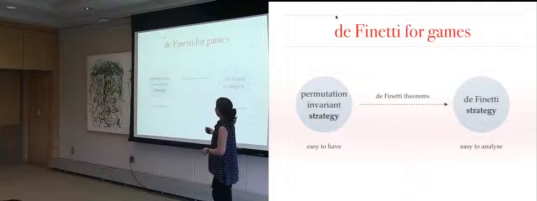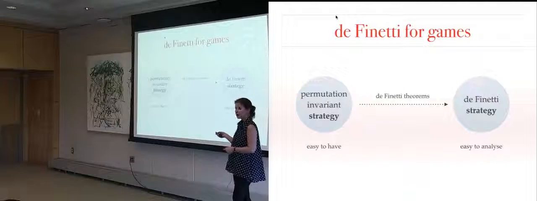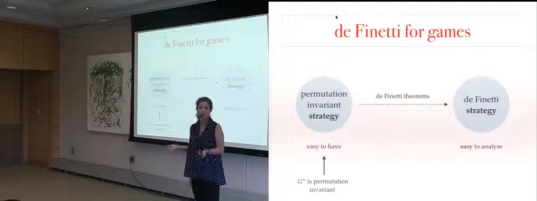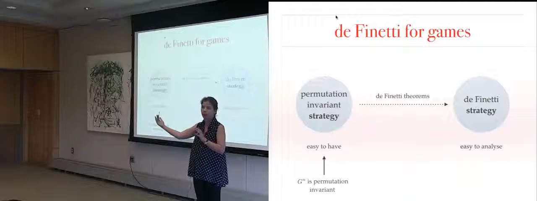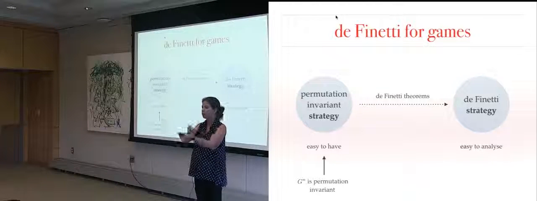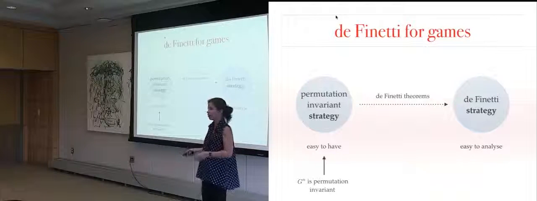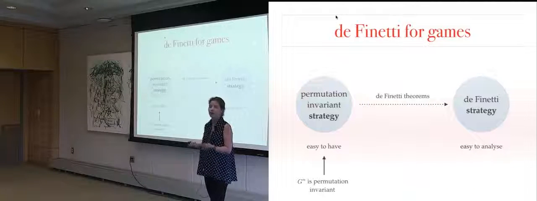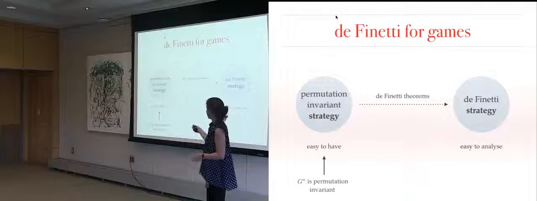Back to our games, what do we want to do now in the game setting? So we want to start with a permutation invariant strategy for the players, which is easy to have. Why? Because the repeated game is actually permutation invariant. The referee is asking the questions in an independent way, and he's checking the answers for each subgame independently. So if we just permute all the questions, all the subgames, everything stays exactly the same. The game is not harder or easier for the players. It means that we can assume that the strategy the players have is already permutation invariant to begin with. So it's easy to be on this side.